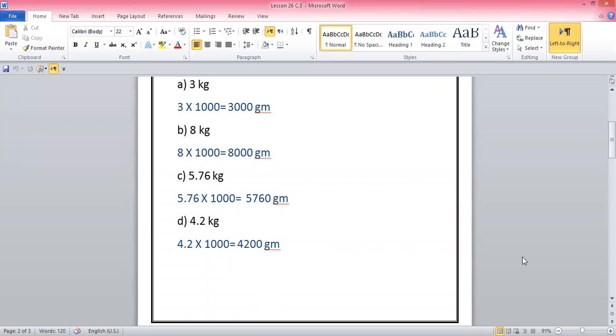8 kilogram is equals to how many gram? So you will say that 8000 gram. 10 kilogram is equals to how many gram? You will say that 10,000 gram. It's very easy to multiply when you have a number.